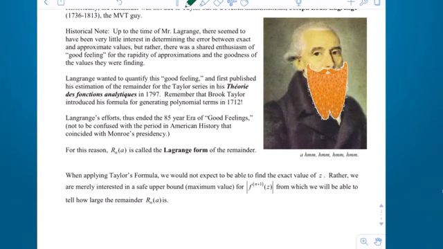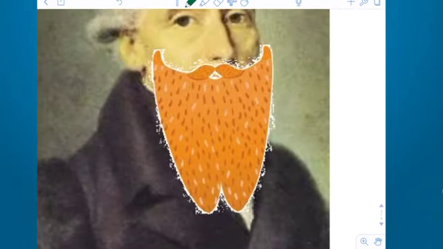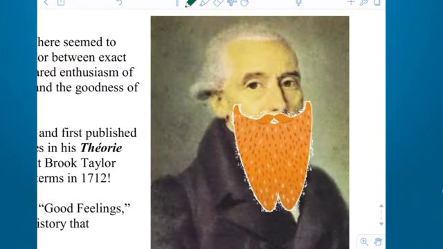Yeah, the white around it. Yeah. I think I had to go through there by hand with the little cutting tool, and I just got lazy. But anyway, that is Joseph Louis Lagrange.